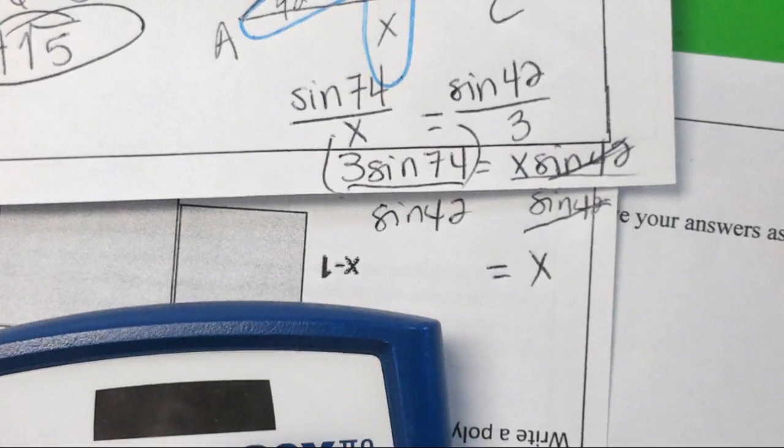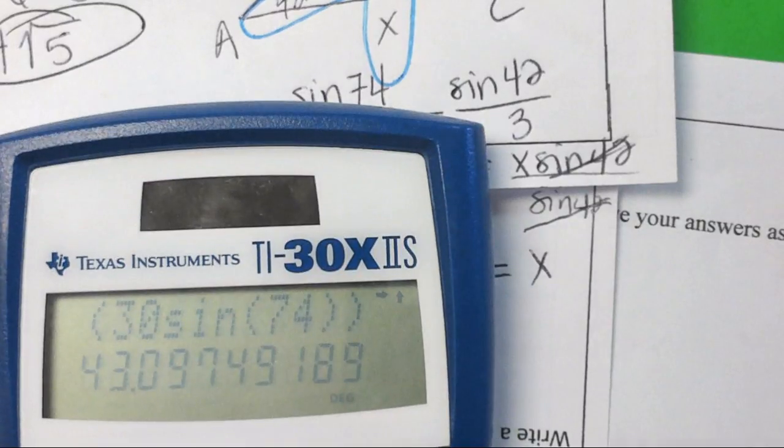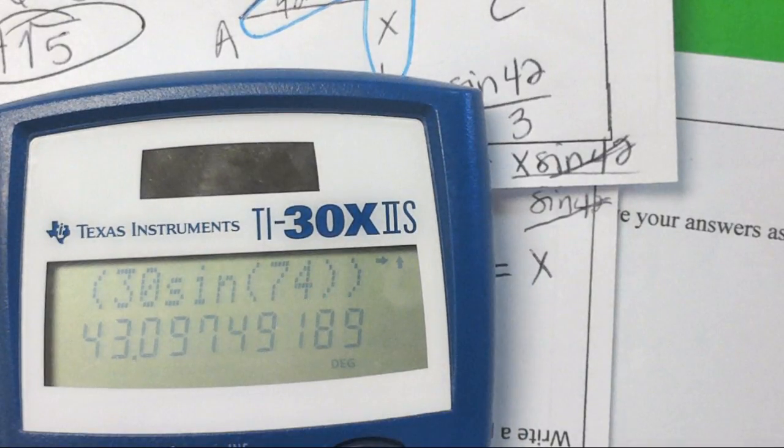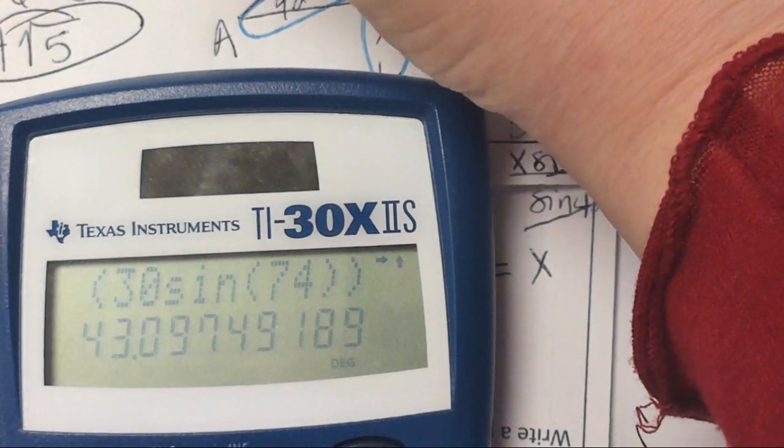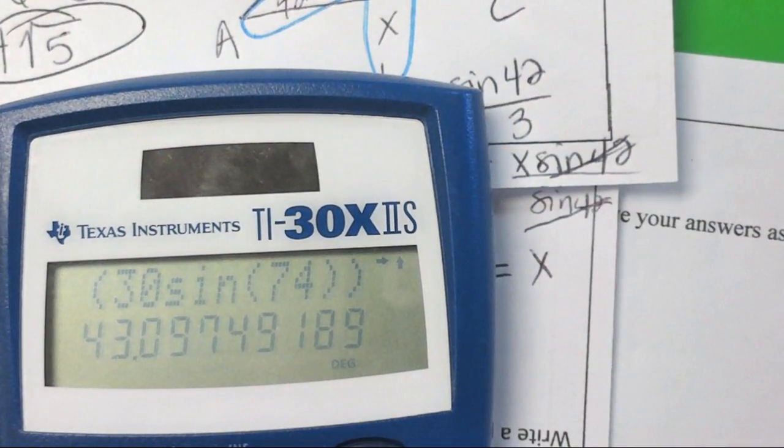Yeah, I got 43.09, which I guess the closest would be A. The decimal's weird though. Maybe my answer choices are wrong. They've been wrong before. I'm with Ayana. Let's pick A.